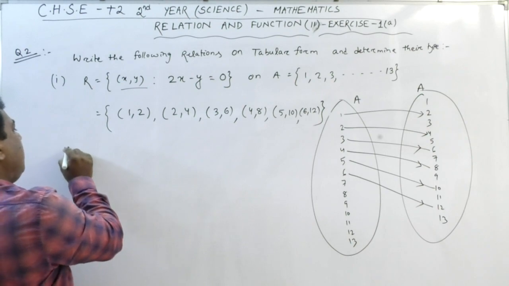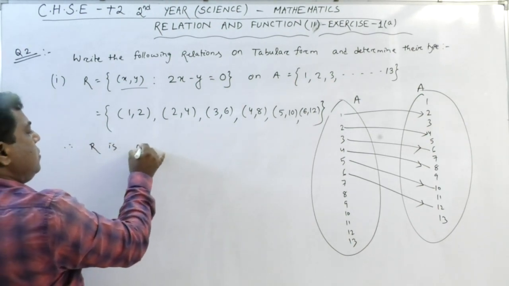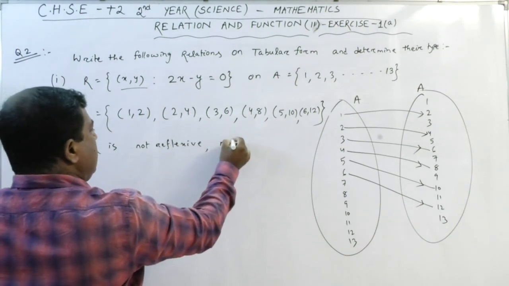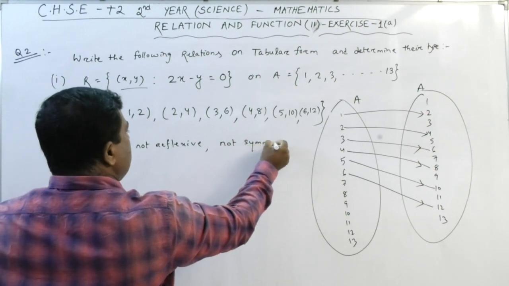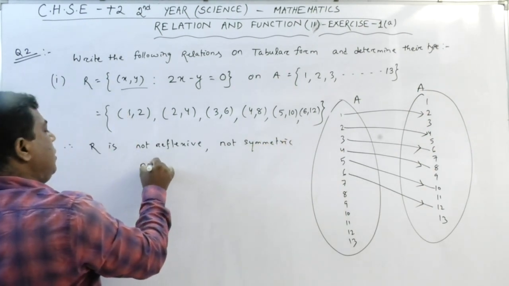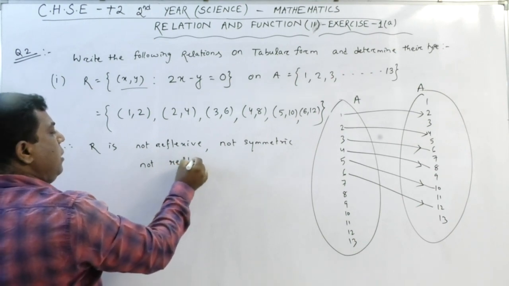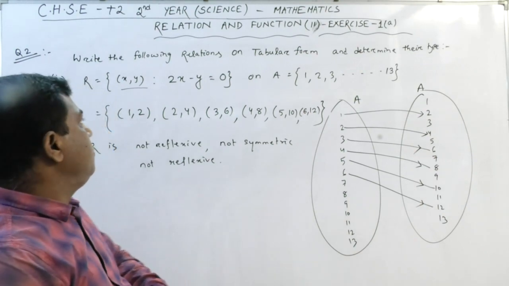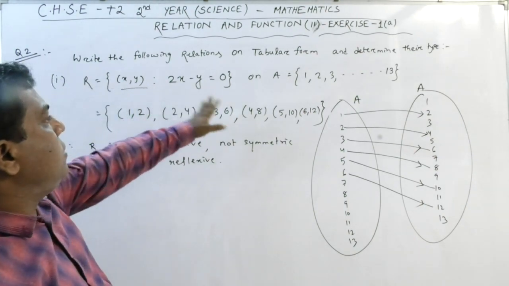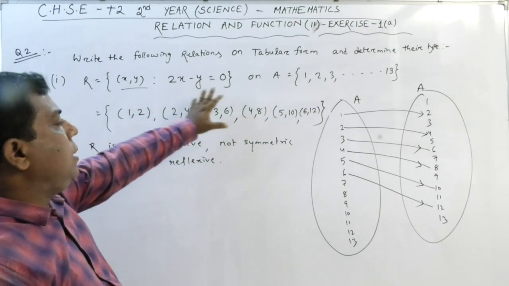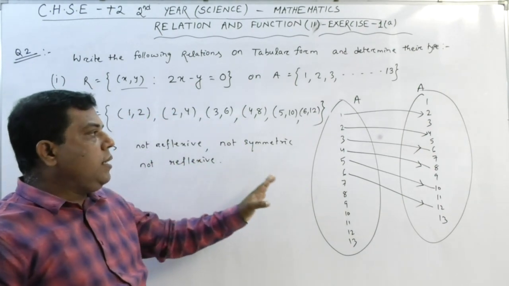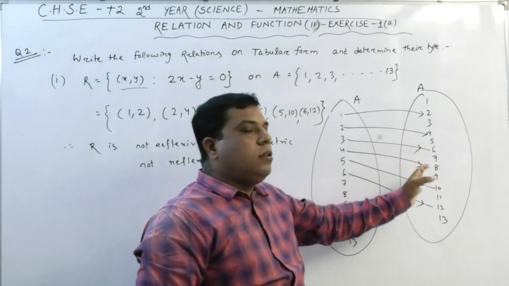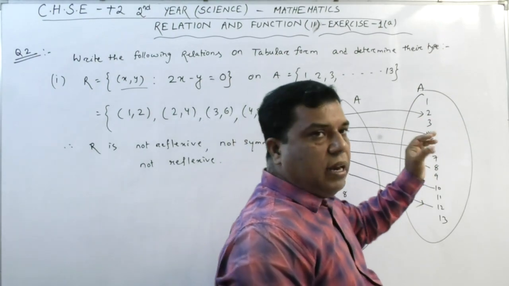So I can say therefore R is not reflexive, not symmetric, not transitive. So it does not belong to any category. Okay. So this is the solution of your problem. It is bit 1, and you can see here we are writing it as 2x minus y equal to 0, and we are getting this. So this is the pictorial way, the diagrammatical way, to show a relation also.